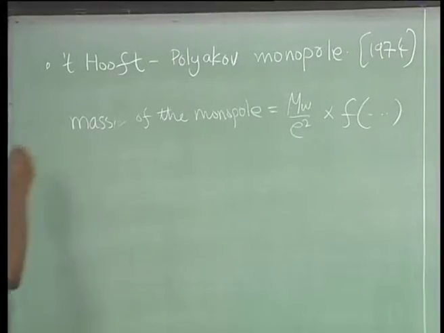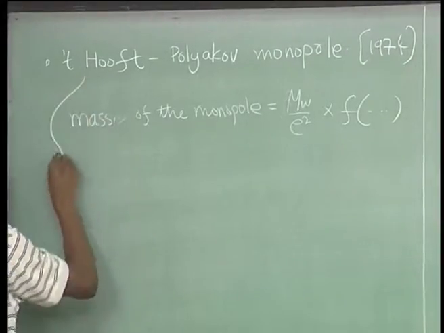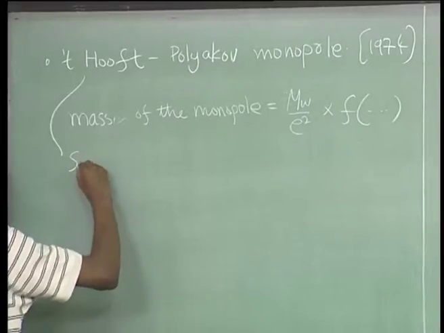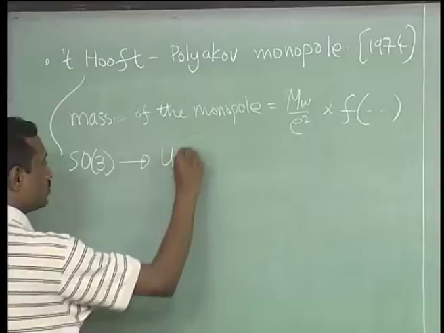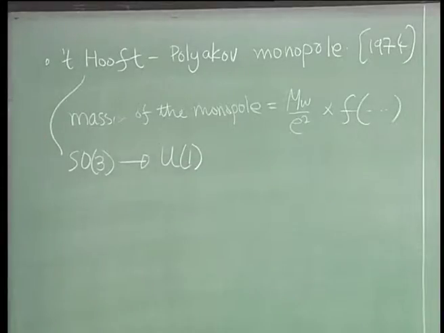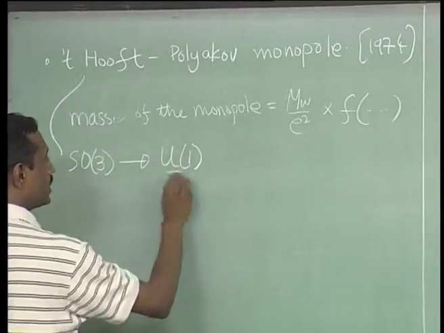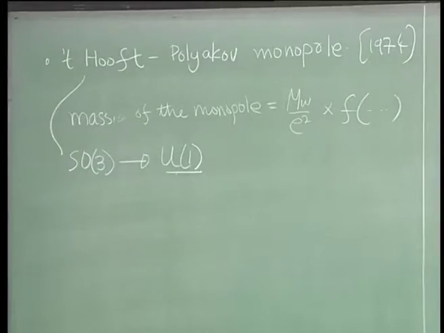So this is a solution where the starting point is SO(3), which is broken down to a U(1). Okay, so the monopole here is magnetically charged under this U(1). In SO(3) there is no meaning of charge, but it is a non-abelian thing. So here when you mean a monopole or a magnetically charged object, it is with respect to this U(1).